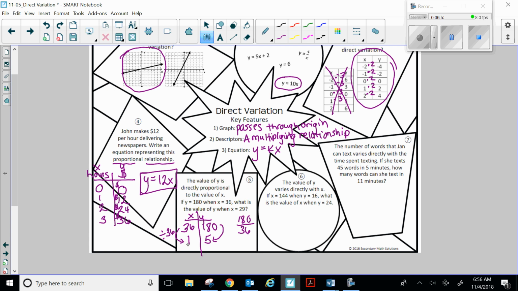So if x is 1 and y is 5, what is y when x is 29? Well, since I know how much it is for 1, I can multiply times 29. So I'm going to do 5 times 29, and my answer is 145.